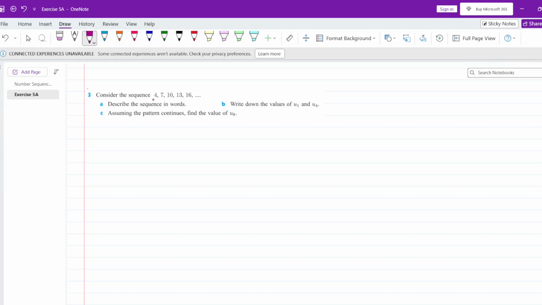Consider the sequence 4, 7, 10, 13, 16, and so on. Describe the sequence in words. So, the sequence starts at 4 and each term is 3 more than its previous term.